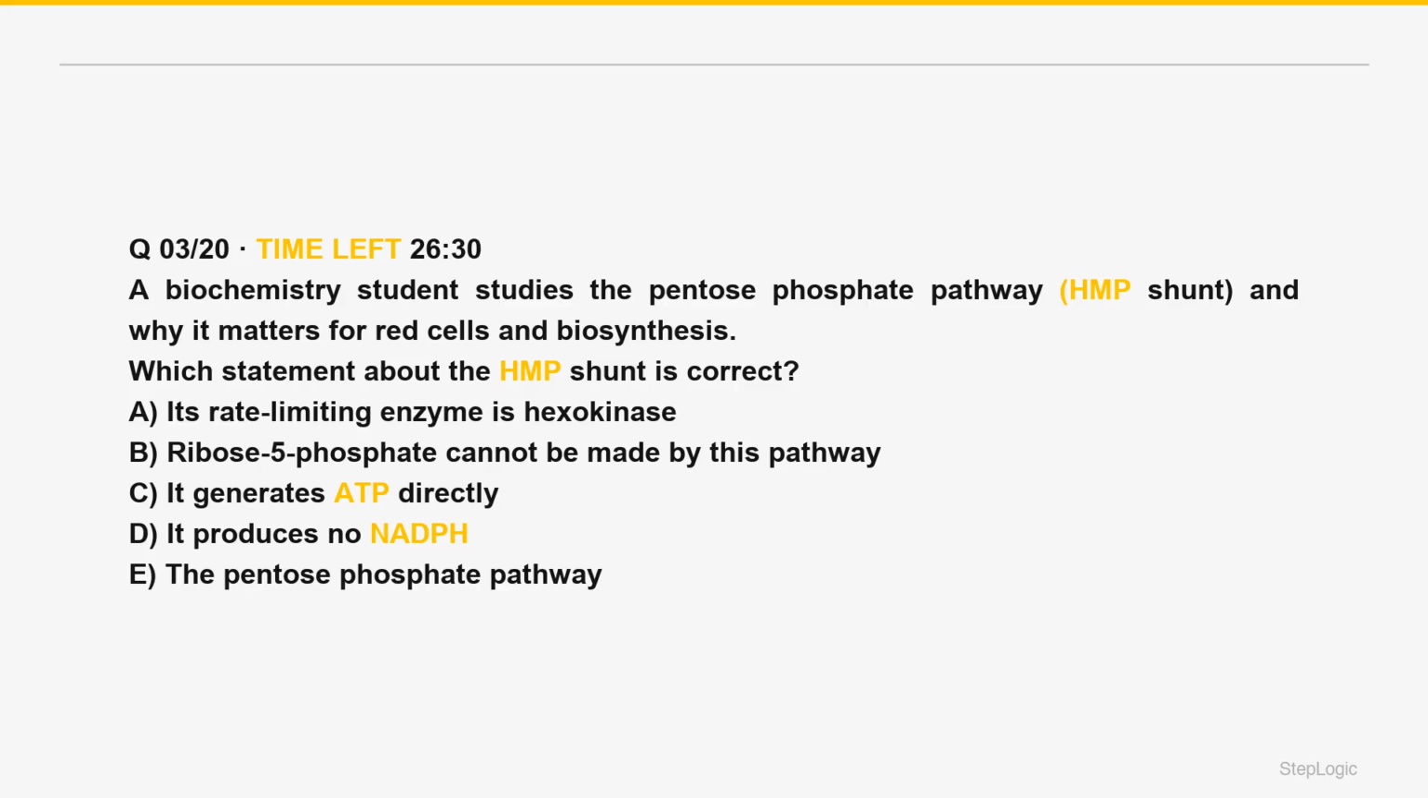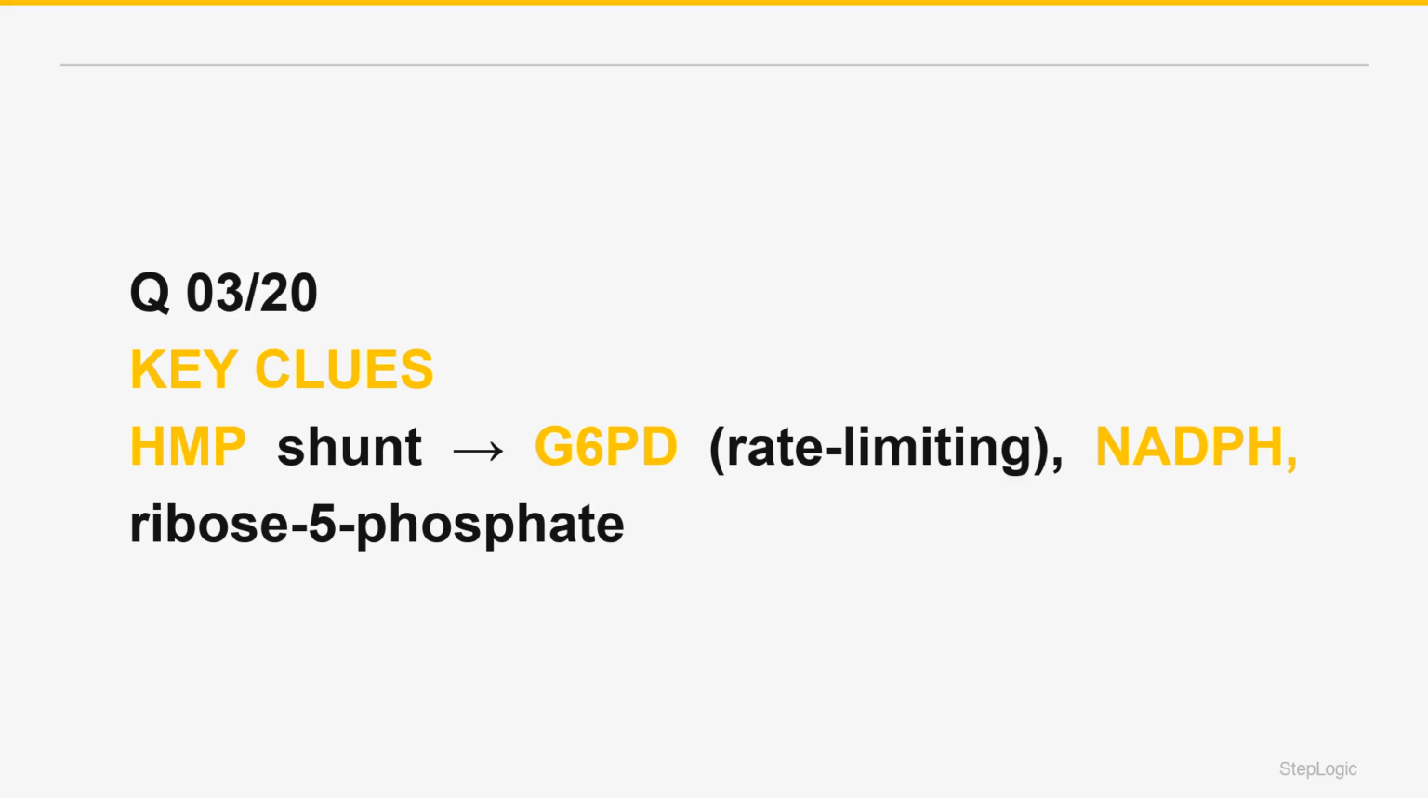Which statement about the HMP shunt is correct? A biochemistry student studies the pentose phosphate pathway, the HMP shunt, and why it matters for red cells and biosynthesis. Read the command. Which HMP shunt statement is correct? Oxidative phase: G6PD, rate limiting, leads to NADPH. Non-oxidative leads to ribose-5-phosphate. NADPH for biosynthesis, glutathione, respiratory burst. G6PD deficiency leads to hemolysis.